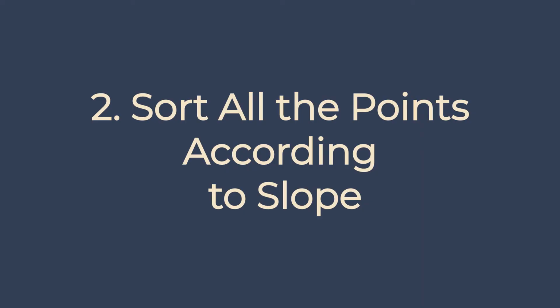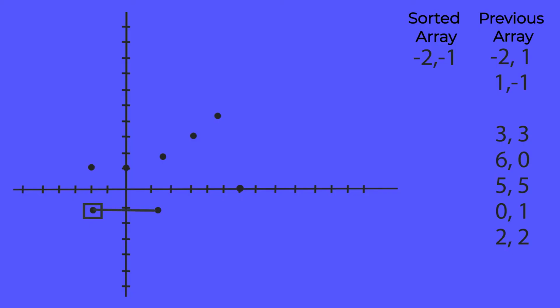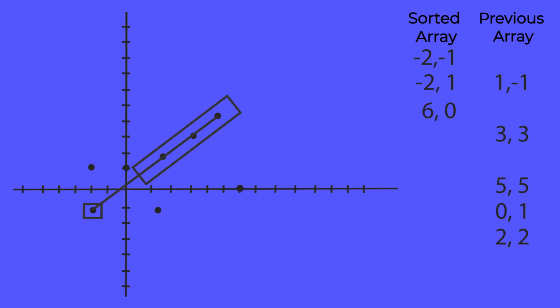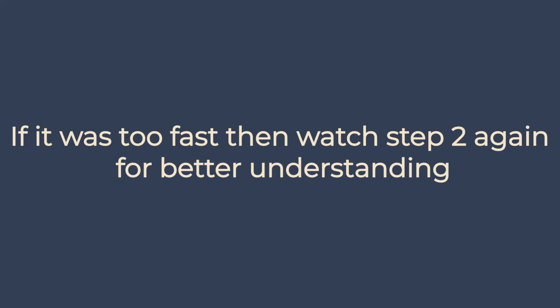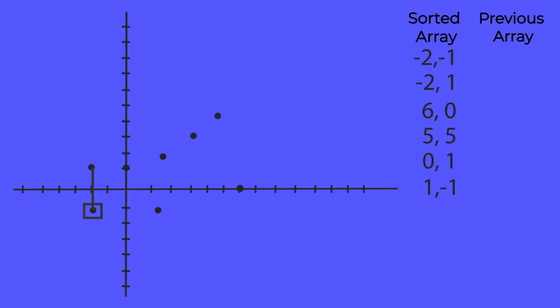Step 2 is to sort all the points according to the slope of the line that is created by joining the point and the bottommost point. If 2 points have the same slope, then the point which is farthest from the bottommost point will be considered and all the remaining points will be removed from the array. After the sorting, if the number of points in the array is less than 3, then convex hull is not possible.